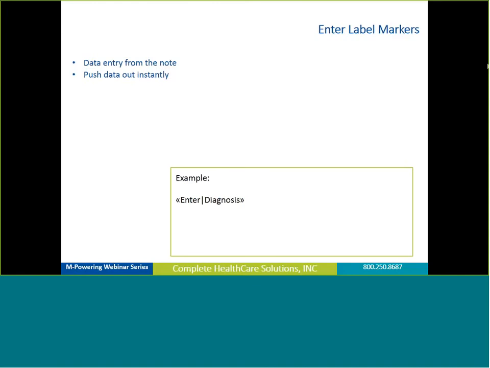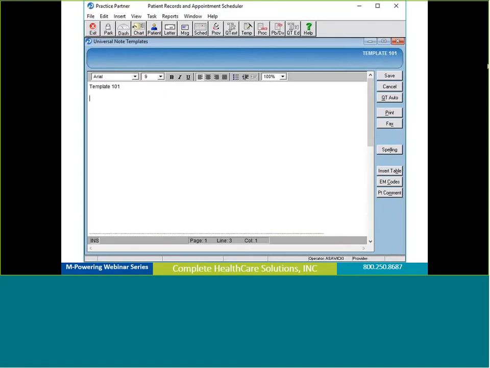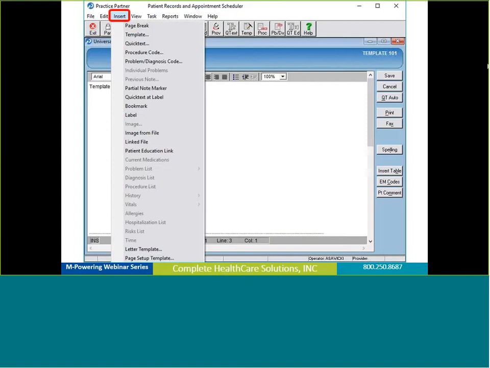So this is a couple examples of how an enter label marker would be entered into a note. Enter label markers work for any field that is considered discrete data. To add an enter label marker into a template, you're going to place your cursor on any line and click on Insert and Label.